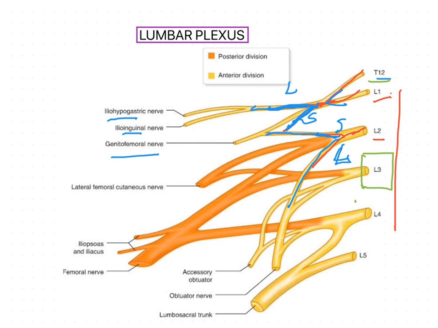Now we will move on to L4, not L3. Here the L4 divides into a larger upper portion, same as L1, and a smaller lower portion. Here the smaller lower division forms the lumbosacral trunk.